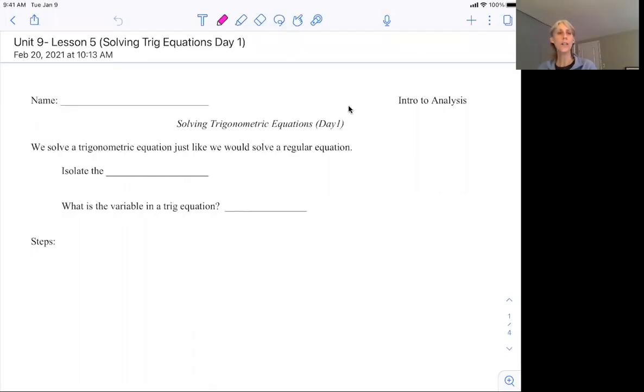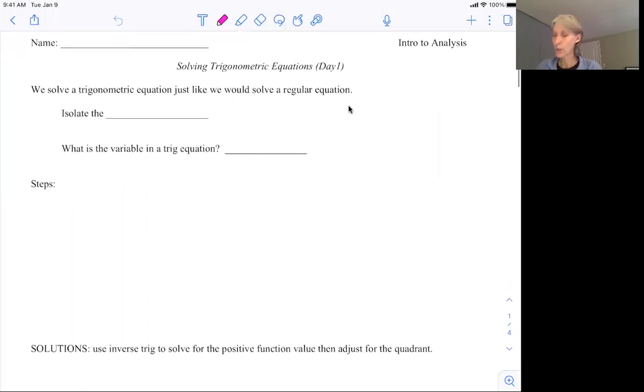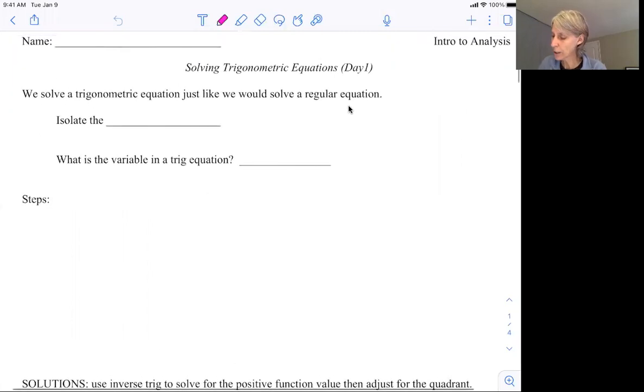Hi guys, today we're on Unit 9, Lesson 5, and we're going to be solving trig equations. So the first thing we want to remember is we're going to solve a trig equation just like we would a regular equation, in which case we're going to isolate the variable.